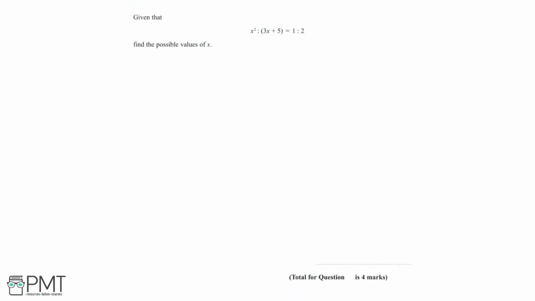In this question, we're told that the ratio of x squared to 3x plus 5 is equal to 1 to 2, and we need to find the possible values of x. We can write our ratio as a fraction, and so we can say that x squared over 3x plus 5 is equal to 1 over 2. Now to solve for x, we can start by cross-multiplying the fractions. And so when we cross-multiply, we'd get 2 multiplied by x squared is equal to 1 multiplied by 3x plus 5. And so we end up with 2x squared is equal to 3x plus 5.